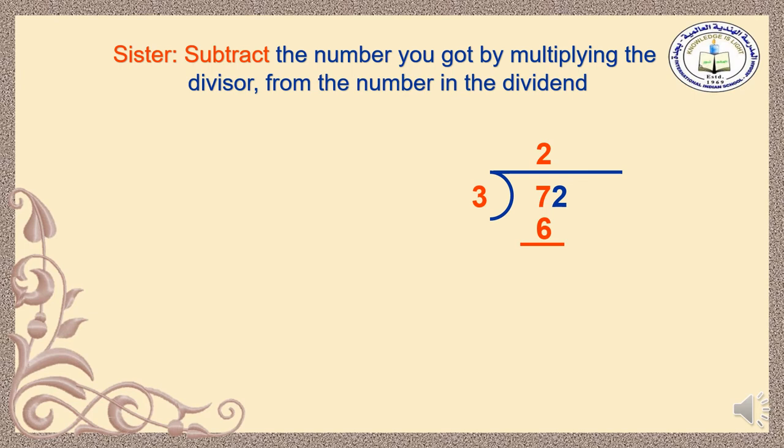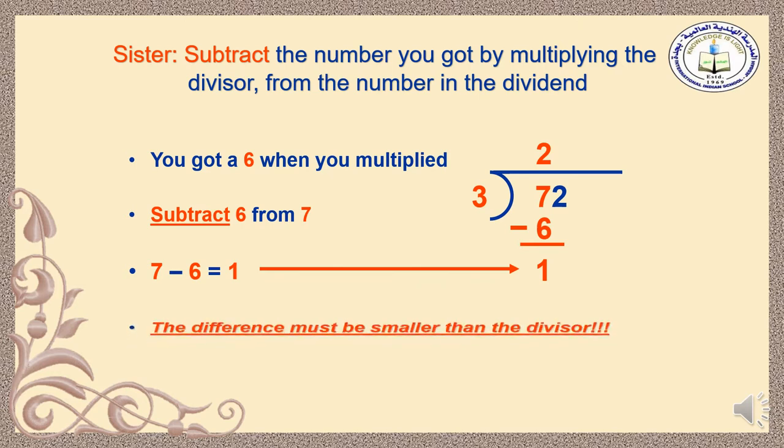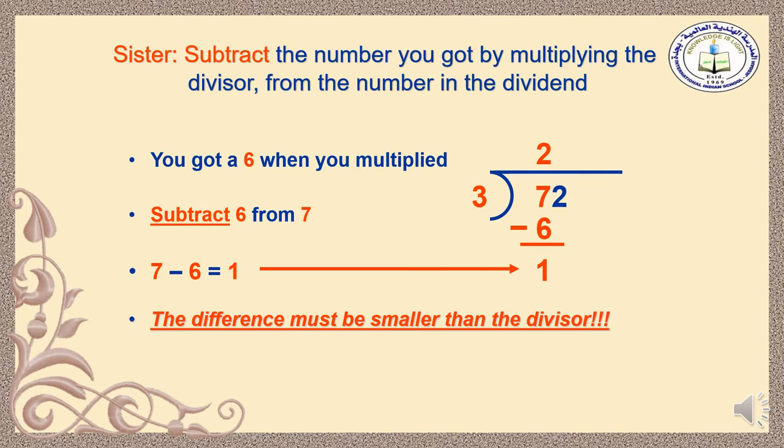The next step is subtract. Subtract the number you got by multiplying the divisor from the number in the dividend. We got a 6 when we multiplied, so subtract that 6 from 7. So 7 minus 6 equals 1. So write that under 6. The difference must be smaller than the divisor. You have to remember, children, the difference must be smaller than the divisor.